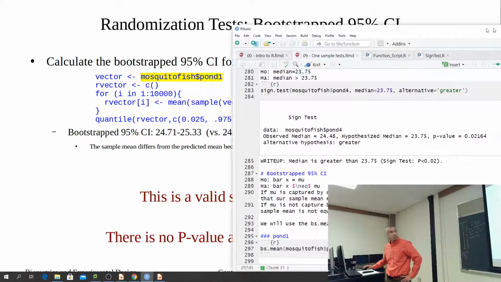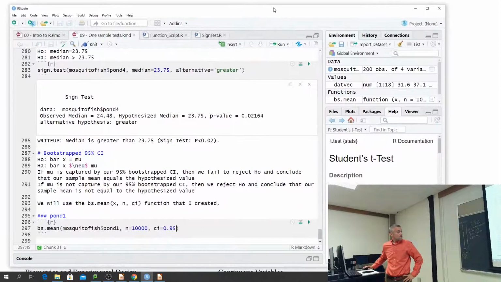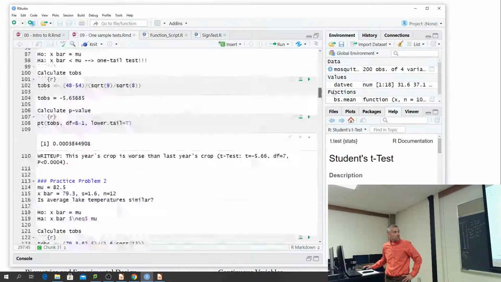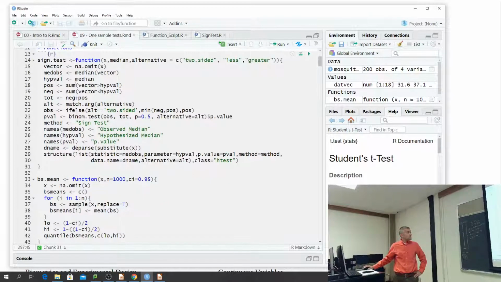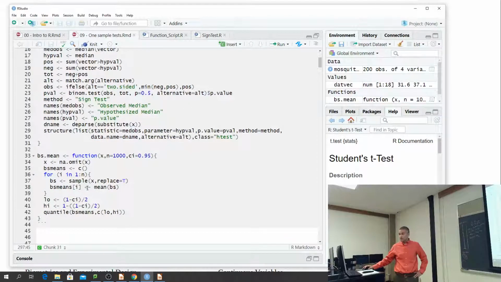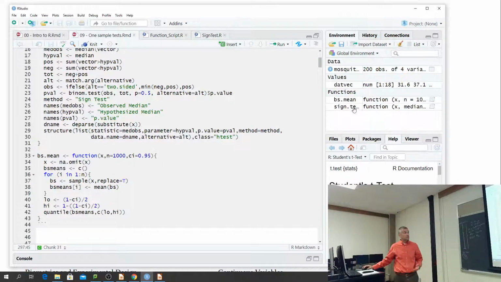So, my R Markdown. Let me scroll up. I have a function section where I make my functions, so that at the very start it's going to run them. I have my sign.test and then I put bs.mean below it. I ran it, and you can see our functions now include both sign.test and bs.mean.